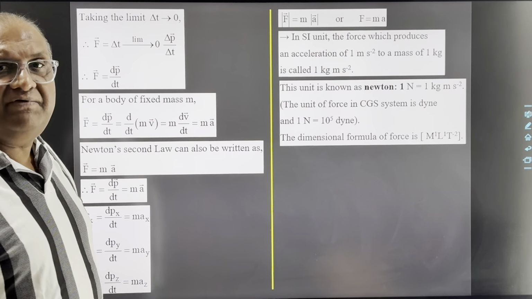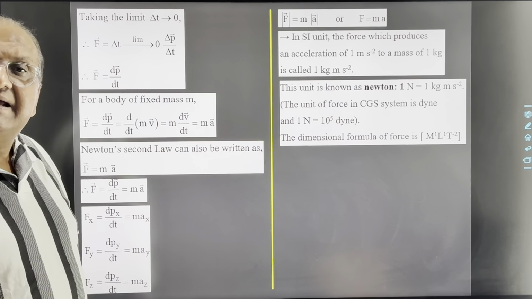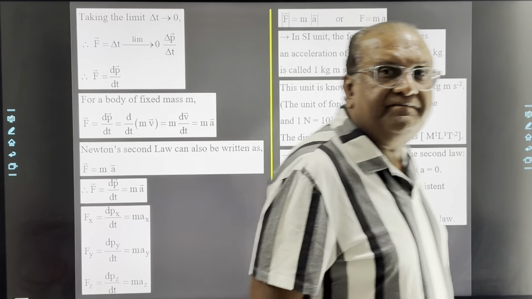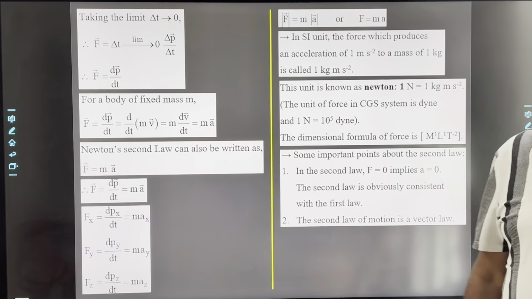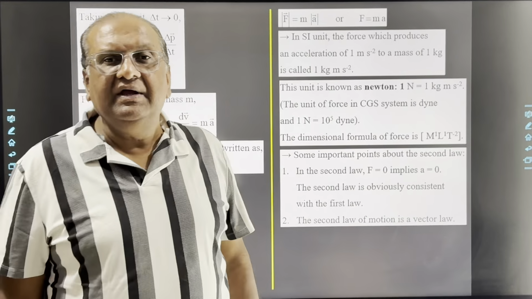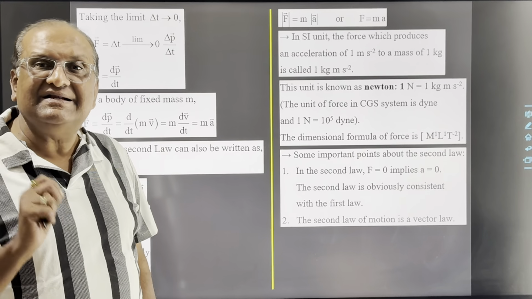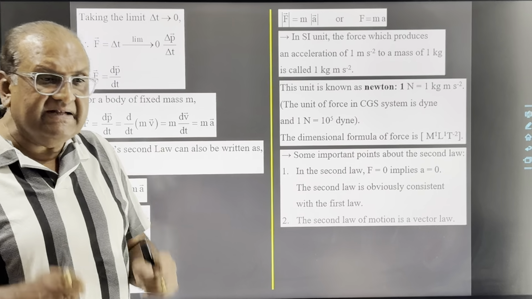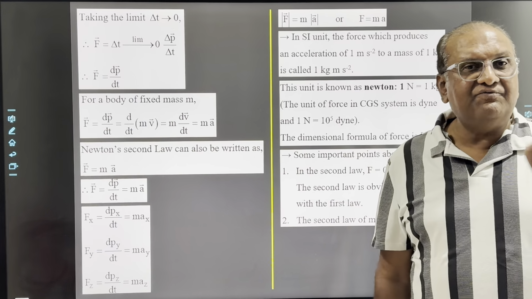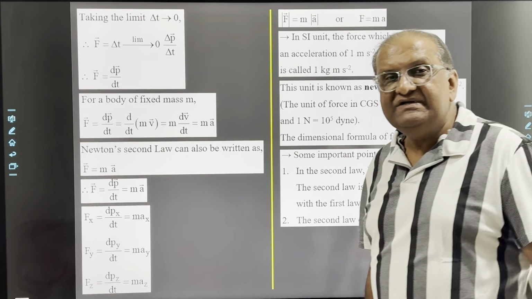Right? Now here we have to think about 2 important points related to this second law of motion. See here, first thing, suppose the force F equal to 0. If F equal to 0, then ma equal to 0. Mass is not equal to 0, means acceleration equal to 0. So here we can say, if a net force is not acting on the body, then its acceleration will be 0.